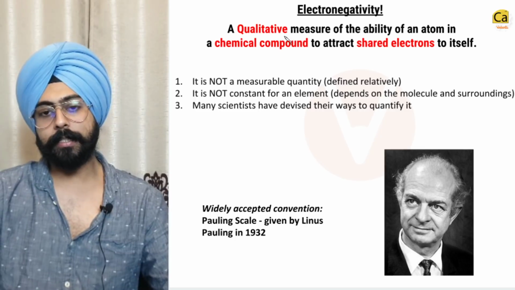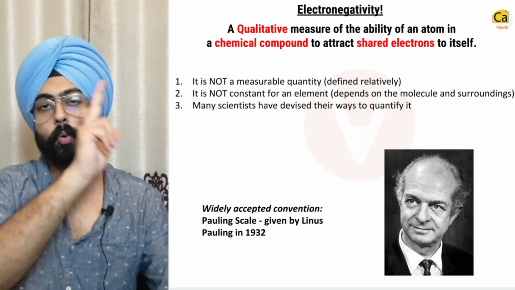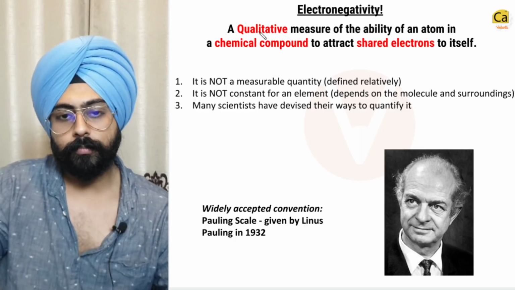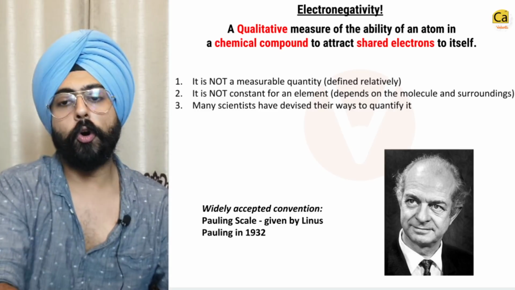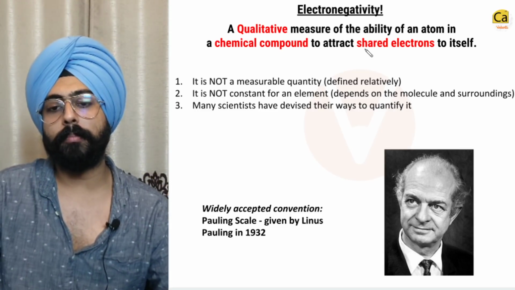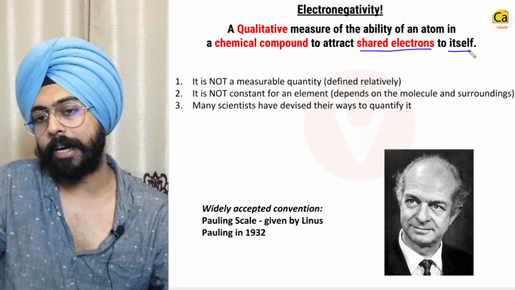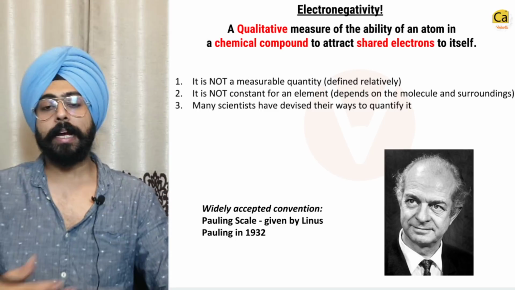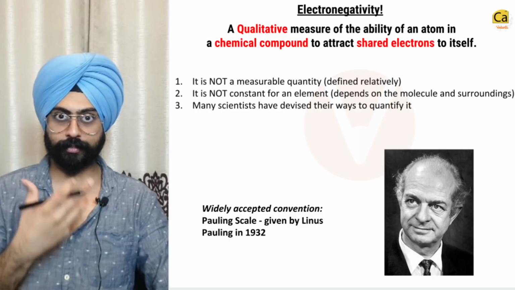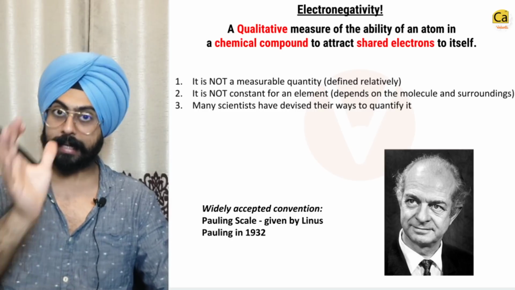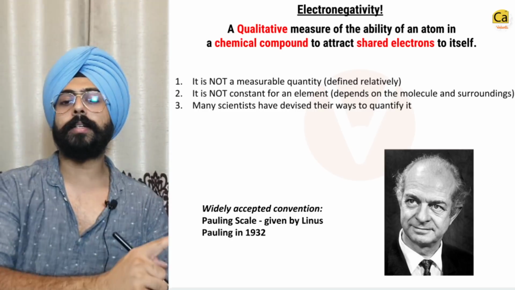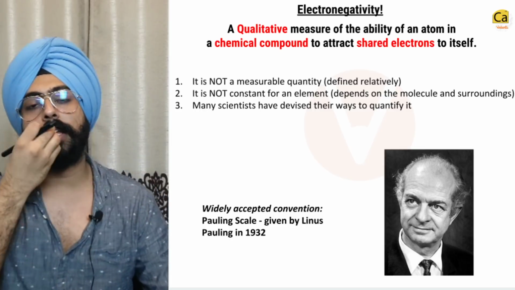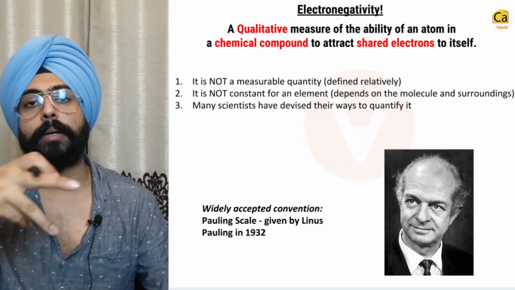So what it says is electronegativity is a qualitative measure. Okay, it's a qualitative measure of the ability of an atom in a chemical compound to attract the shared pair of electrons toward itself. Let's read it once again. It is the qualitative measure of the ability of an atom in a chemical compound to attract the shared electrons towards itself. What does this statement mean?